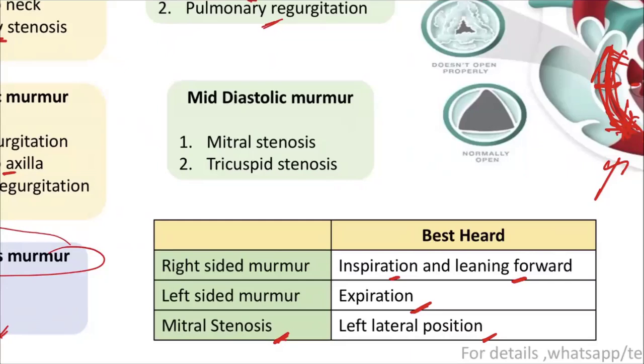If you're suspecting a mitral stenosis, ask the patient to go into the left lateral position. At the same point of time, tell him to take a deep breath and expire and hold his breath in expiration. You hear it best.